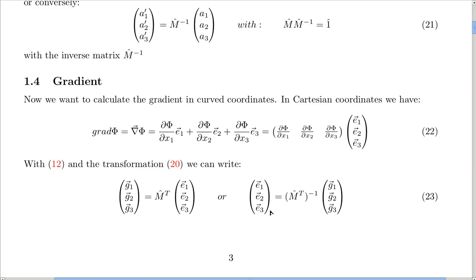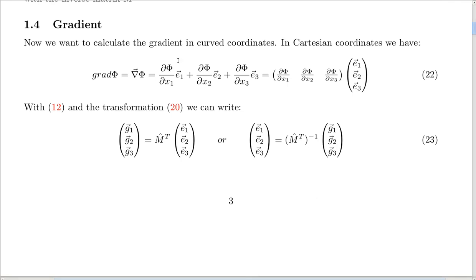Now we want to calculate the gradient in curved coordinates. That should be clear from elementary mathematics or elementary theoretical physics. The gradient of a scalar field phi can also be represented by the nabla operator, and there we have to differentiate the function with respect to the coordinates x1, x2, x3. Here we are in the Euclidean space, and then we get the three components of a vector.